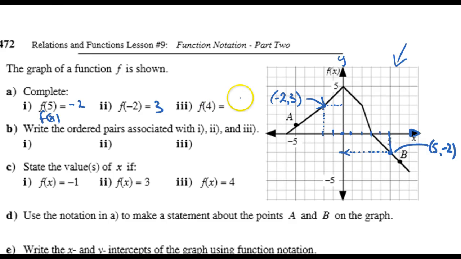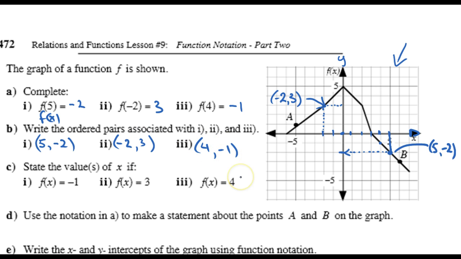Okay, keep going here. F at 4, well, let me try to find 4. 1, 2, 3, 4. F at 4 is here. I go down to the graph. That's -1. Okay, write the ordered pairs associated with the above. I did that over here, but that's okay. I'm going to write them again. So that's 5, comma -2. This one is -2, comma 3, and 4, comma -1.